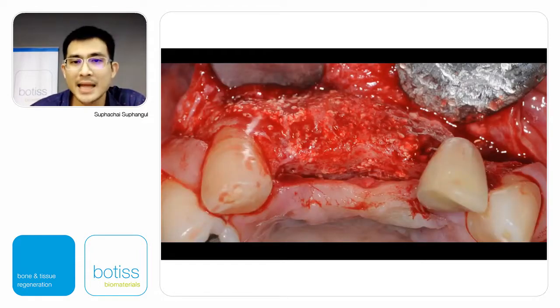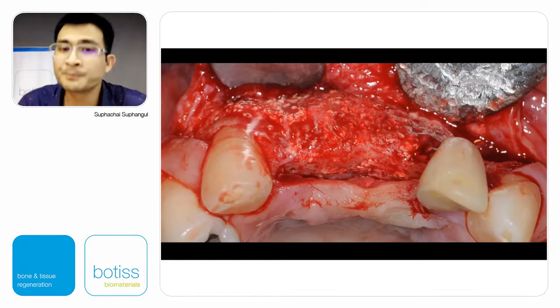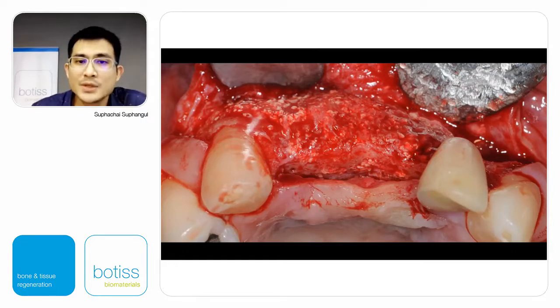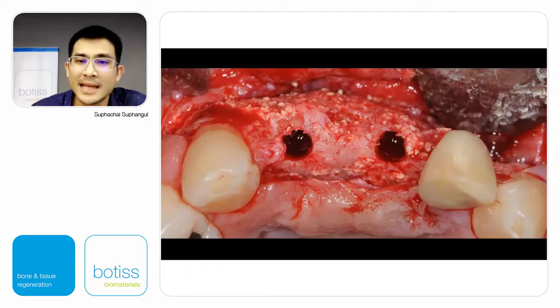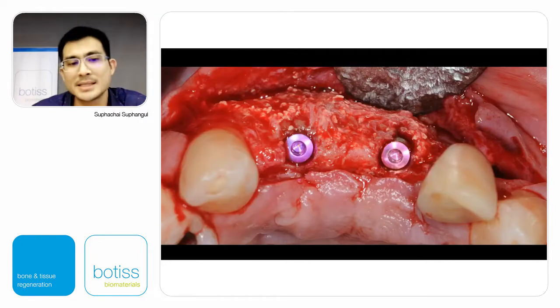Like this, I do the bone graft. I will get into more detail in the case example. You can see I use the allograft mixed with the xenograft to build up this area. And after that, I can do the osteotomy with the buccal bone support very well. And then we can place the implant in.